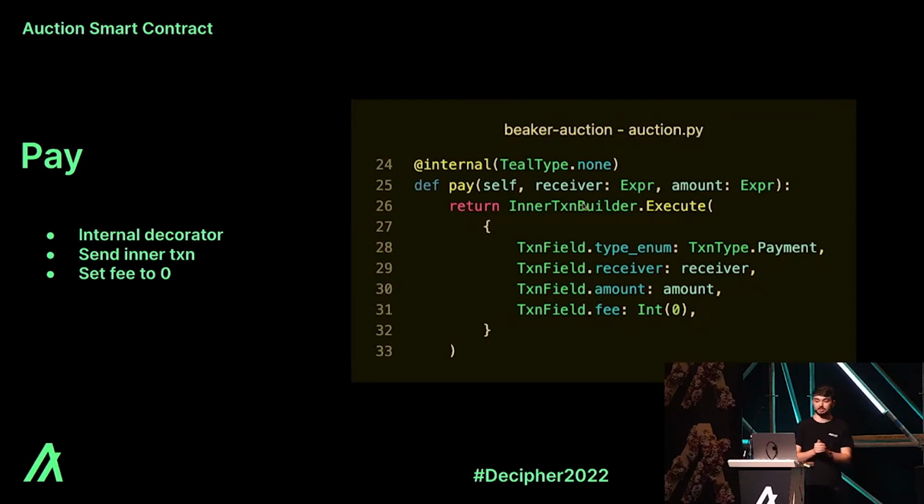So we use this InnerTransactionBuilder.execute to define what that transaction should be, because we want to signify that this is a payment transaction. We're setting the receiver and the amount according to our arguments that we pass in, and then we're setting the fee to 0. And we're setting the fee to 0 here so that the smart contract itself doesn't have to worry about ensuring that it has enough algo to pay for fees.